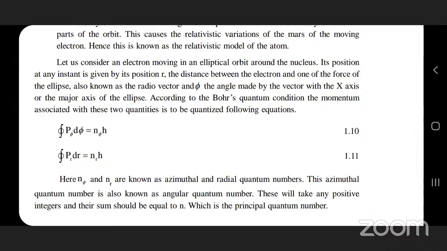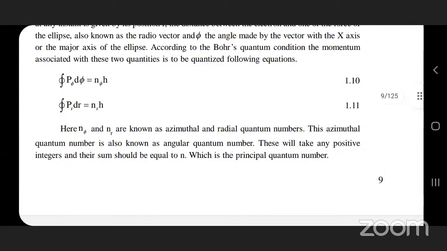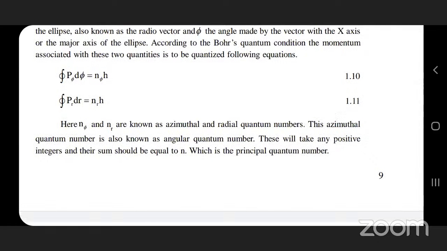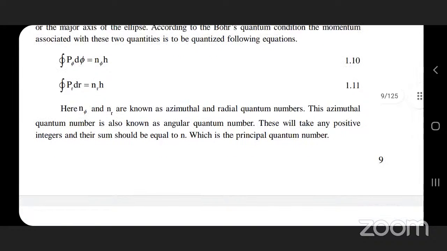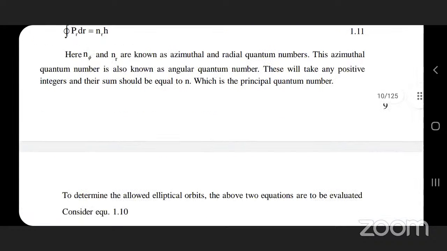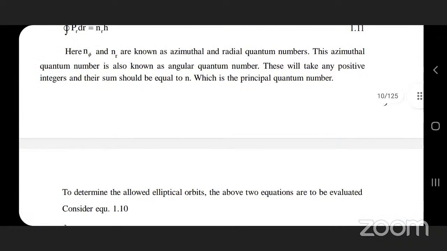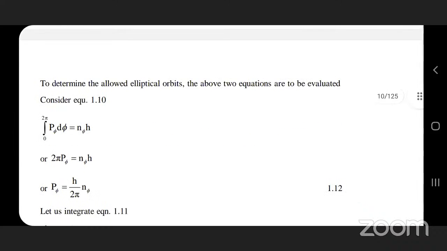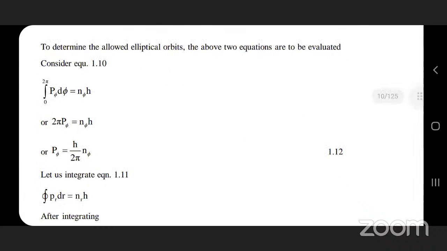How these are to be quantized by following this equation: integral p phi d phi equals n phi h, and also integral pr dr equals nr h. Where n phi and nr are known as the azimuthal and radial quantum numbers. Azimuthal is also known as the angular quantum number, and it always takes a positive integer value, and their sum should be equal to n.